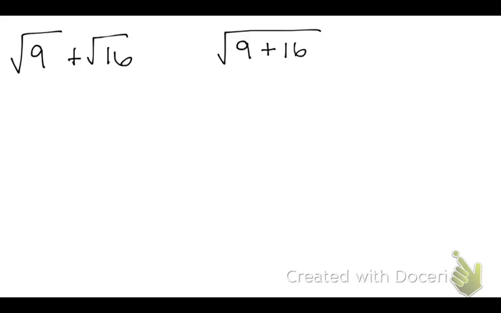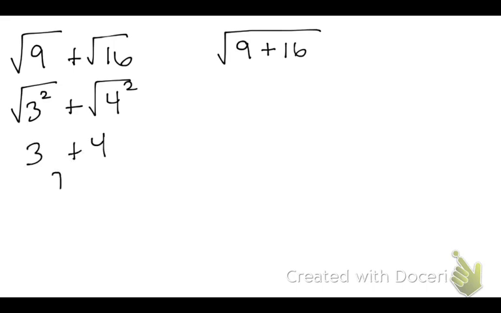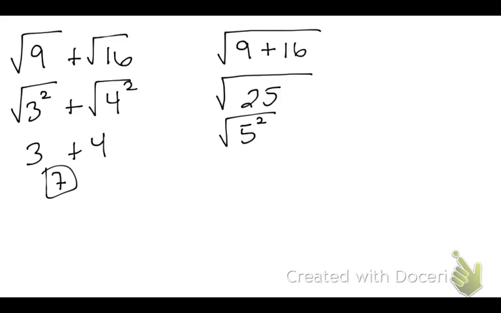Well, what'd you get? Since 9 is 3 squared and 16 is 4 squared, this must become 3 plus 4, or 7. Whereas the other problem, since they're both inside the square root, well, 9 plus 16 is 25, but 25 is 5 squared, so this simplifies down to 5. In the final video, we'll add some variables.